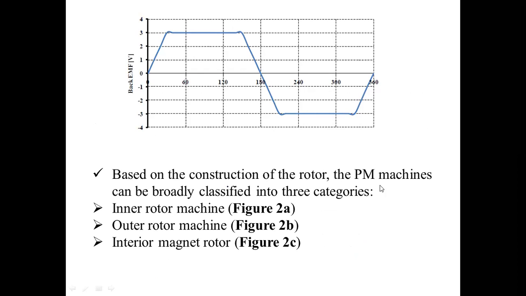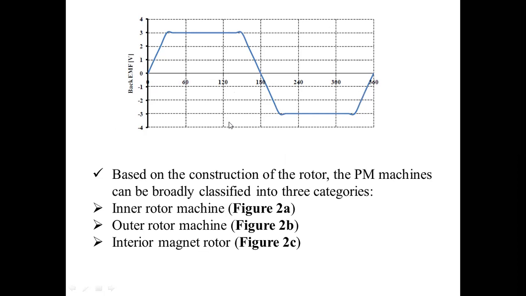Based on the construction of the rotor, the permanent magnet machines can be broadly classified into three categories: inner rotor machine, outer rotor machine, and interior magnet rotor. Here, the back EMF is to be generated in the form of a trapezoid. Now, in practical applications, we observe this in the motors: the back EMF generation is in a trapezoidal manner.